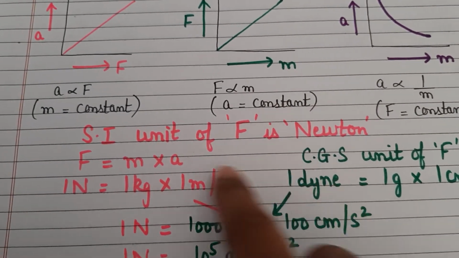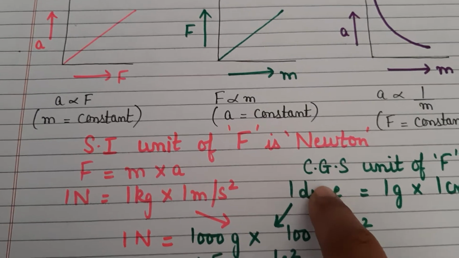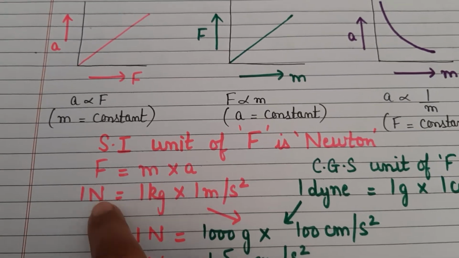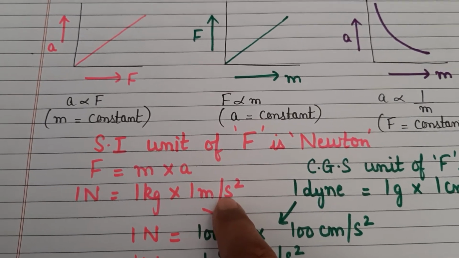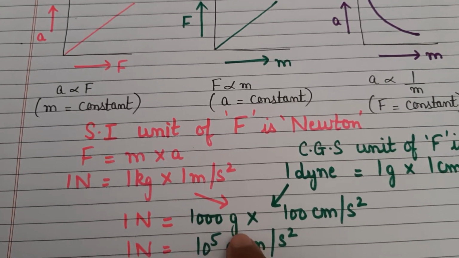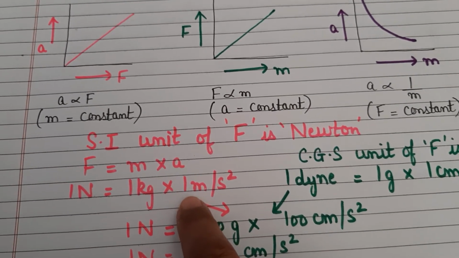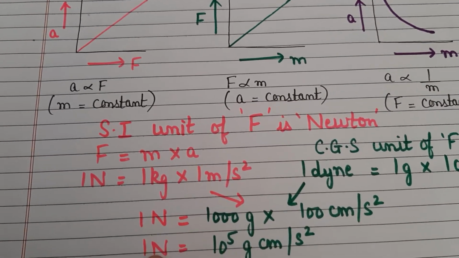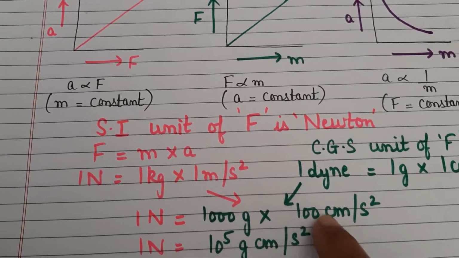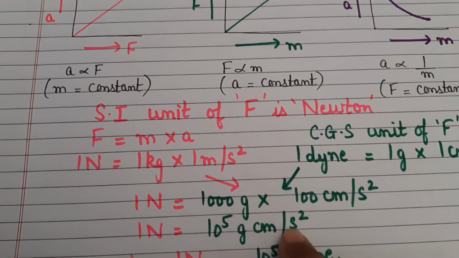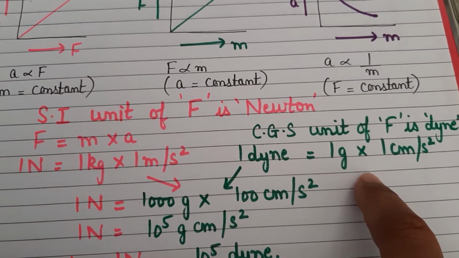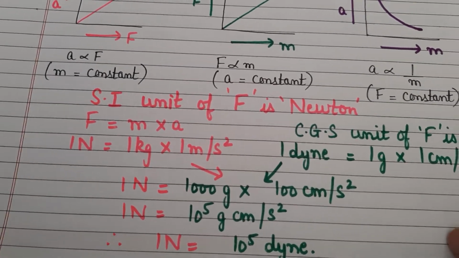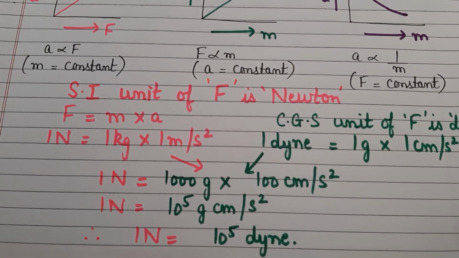Now, if I want to work out an interrelation between the SI unit of force and the CGS unit of force, what do I do? I pick up this. I say 1 Newton is 1 kg into 1 meter per second square. Now, what is 1 kg equal to, children? It is equal to 1000 grams. And what is 1 meter per second square equal to? 100 centimeter per second square. And when I combine these two, I get 1 Newton is equal to 10 to the power 5, because there are 5 zeros, gram centimeter per second square. But then what is gram centimeter per second square? It is equal to Dyne. So I substitute here and I get 1 Newton is equal to 10 to the power 5 Dynes.